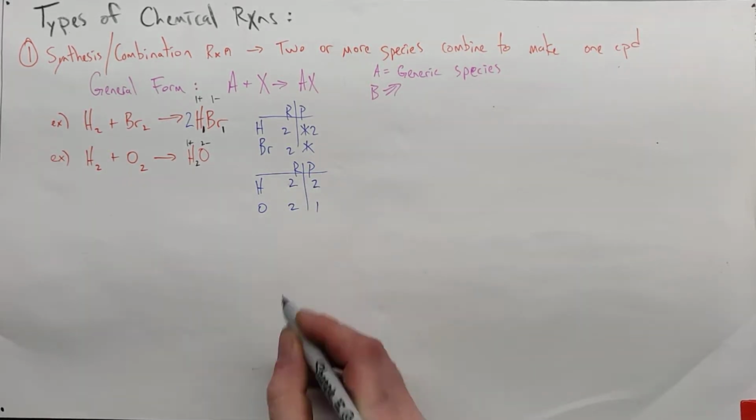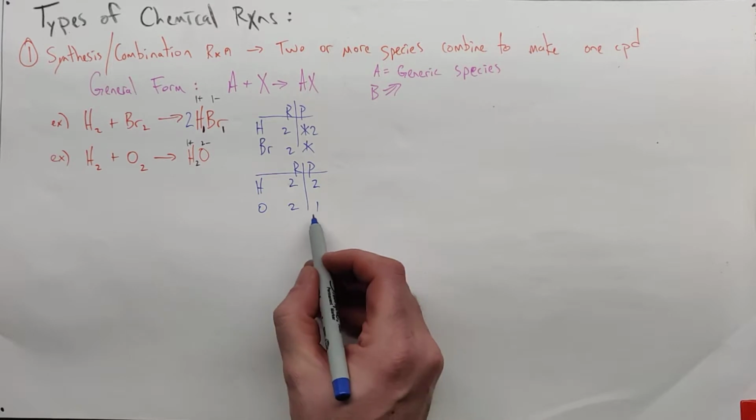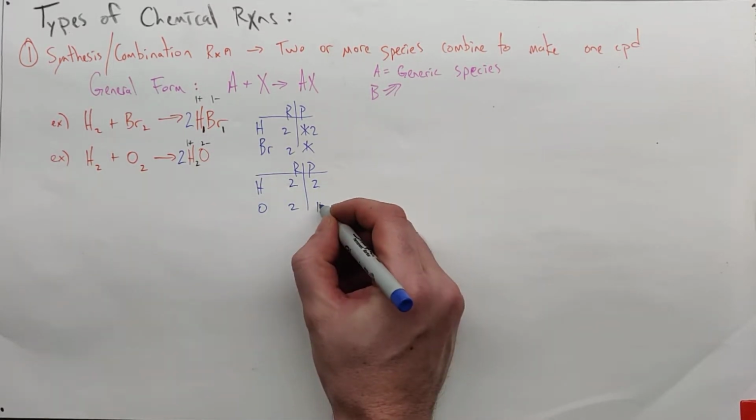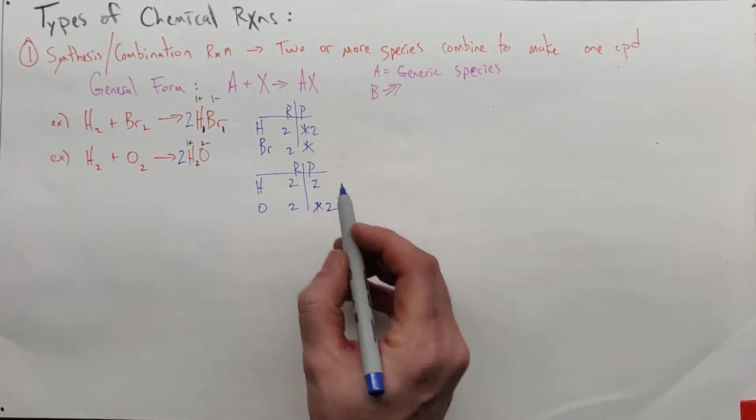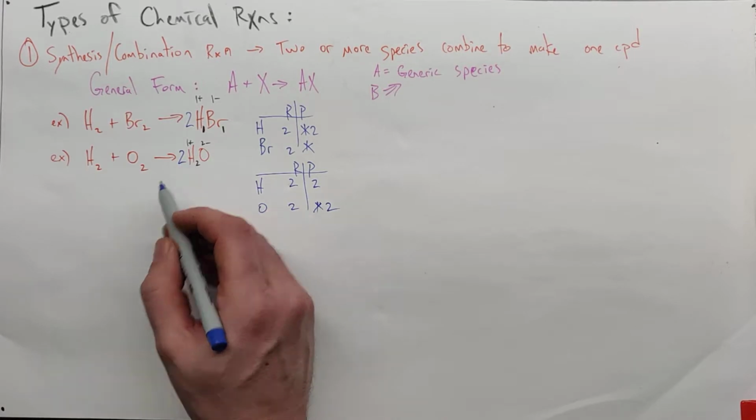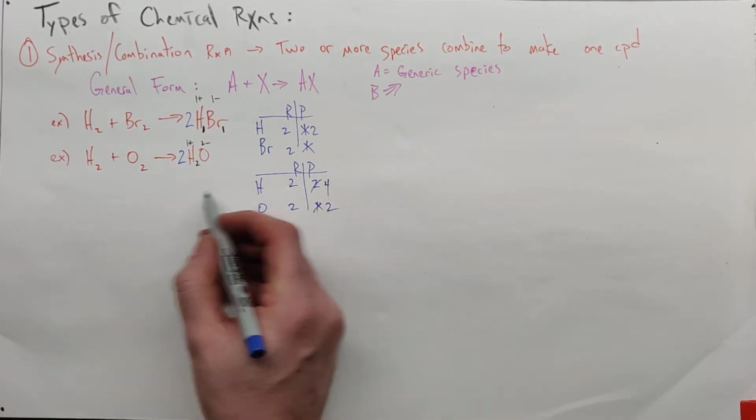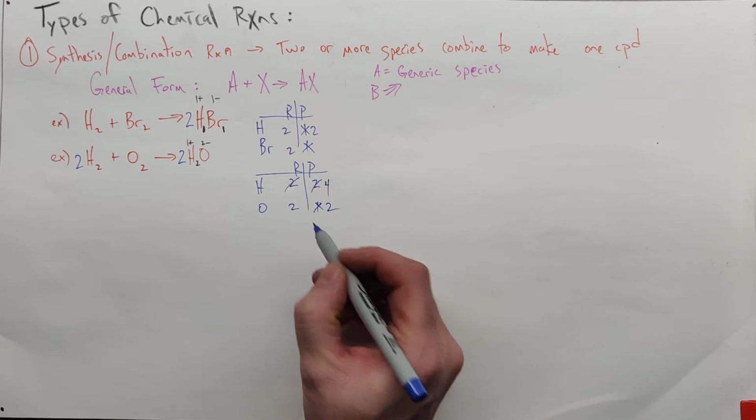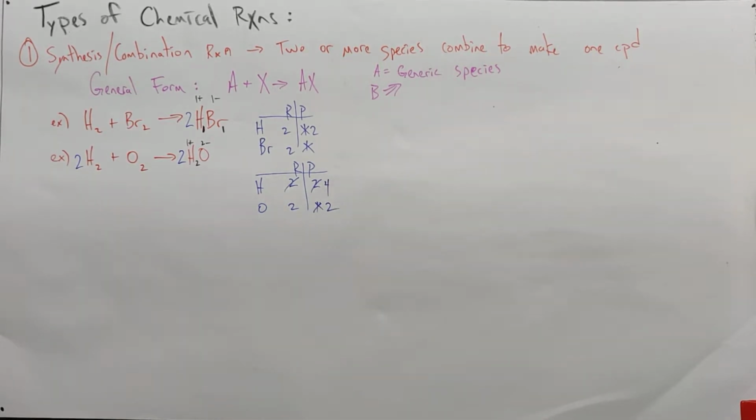So we're going to have to fix that oxygen. We're going to double that side, and that does double our oxygens, but it also doubles our hydrogens, so now we have 4. And we can fix that by putting a 2 right there. All right? So there is another fairly straightforward reaction.